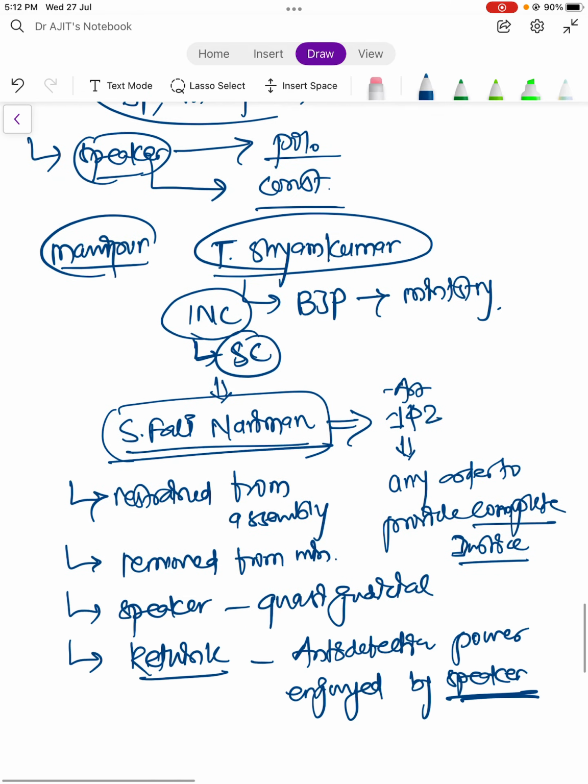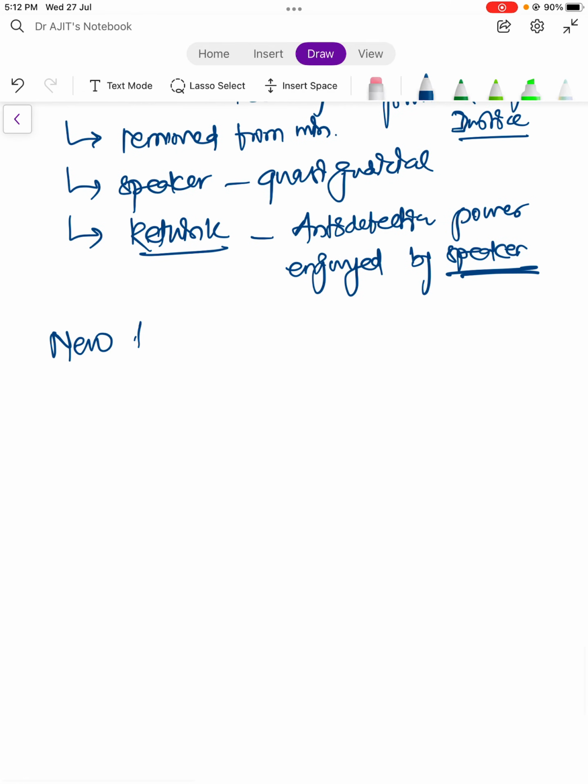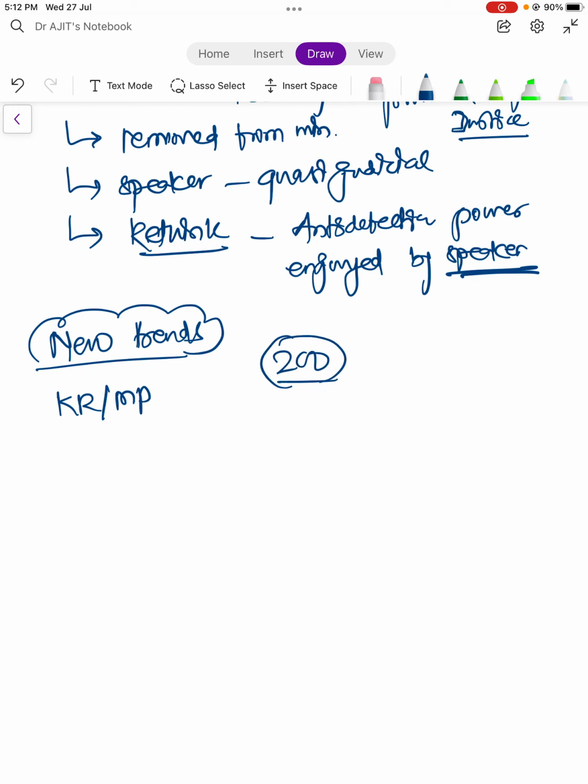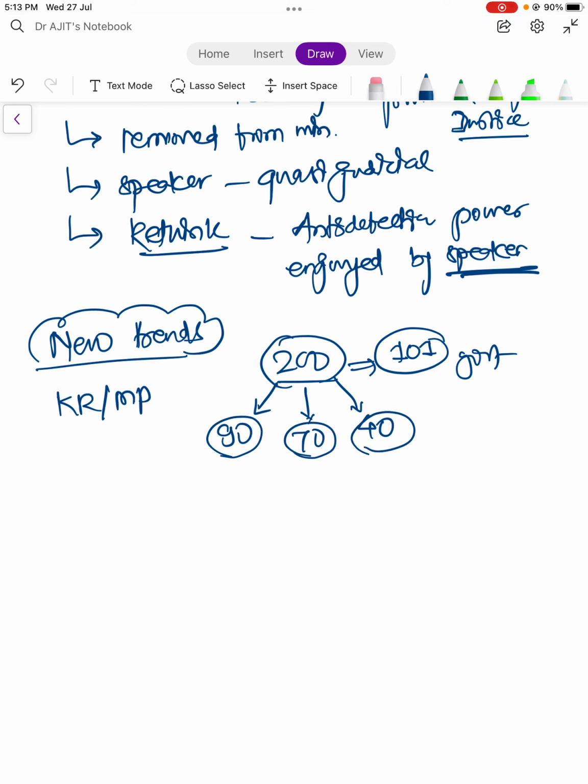Next issue is new trends. What is the new trend? You can take the example of Karnataka or Madhya Pradesh. What happens usually, for example, if there is a strength of 200 in any assembly, you need 101 votes to form government, right? But in the case of 3 parties, for example, one gets 90, one gets 70, and another gets 40 MLAs, so there is no clear-cut mandate. In a normal case, these 70 and 40 will come together and form government.